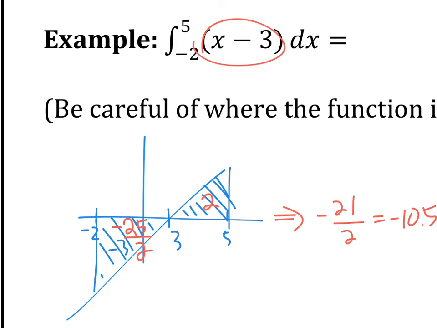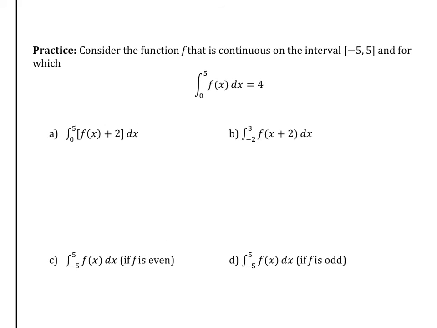Now what if you don't have a graph and you don't want to draw a graph? Then you figure out when this is flipping over the x-axis. So just x minus 3 equals 0, so then x is 3. We know that it's going to change from below to above at 3. All right, last two.